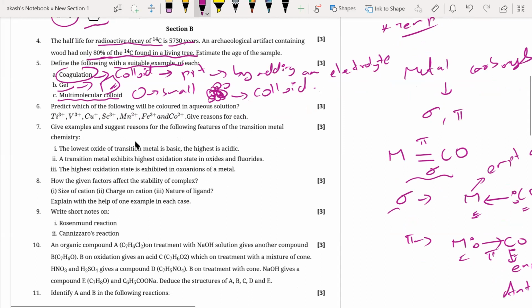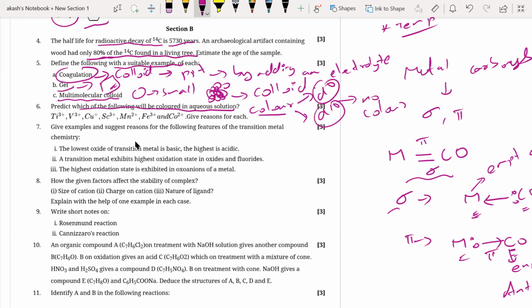Next question, which of the following will be colored in an aqueous solution? Now, please understand, for color, it's very, very simple. Only two types of d configurations will not have color. One is d0 configuration, another one is d10 configuration. D0 and d10 configurations, no color. Other than that, if you have d1 to d9, all of them will be colored. That is the only thing. Very, very simple. And you have to give the reason.